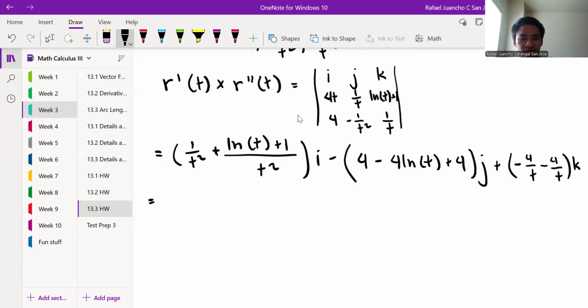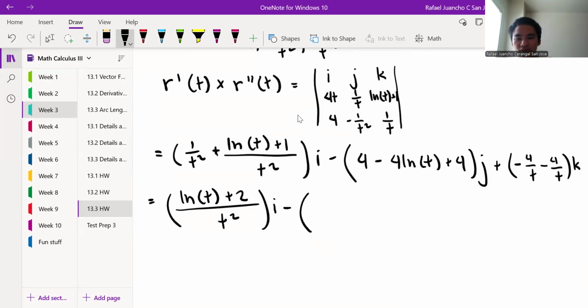So can I simplify? Well, yes, I can simplify this one. So I get ln of t plus 2 over t squared. That's my i. I subtract it to 4 plus 4. So that's 8 minus 4 ln of t. And then that's my j. Then I add it to negative 8 over t. And that's my k.